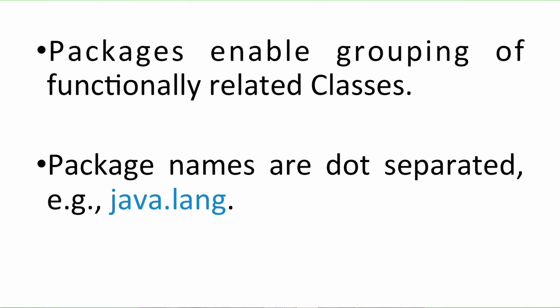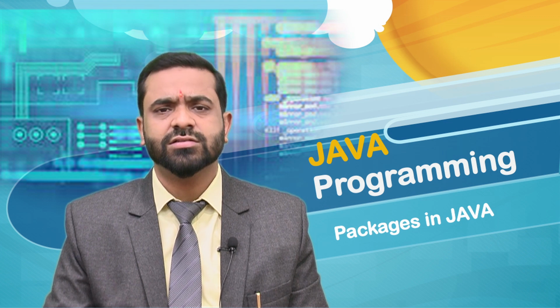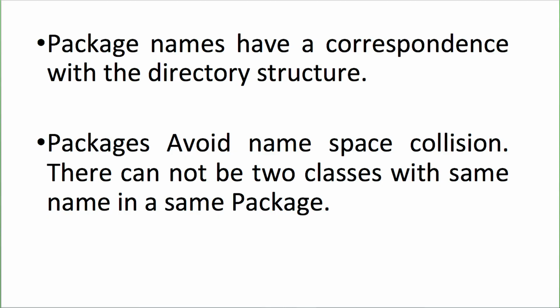Packages enable grouping of functionality related classes. Package names are dot separated. I have also discussed that there is a nomenclature or fully qualified name of Java package. For example, we are having java.lang. So java is a package and lang is also a package. So fully qualified name is java.lang. So under java package there is a sub package called lang, and so on. We will discuss in later slides. Package names have a correspondence with the directory structure. It follows a directory structure like I have previously also discussed, that java.util, java.lang in the same way.